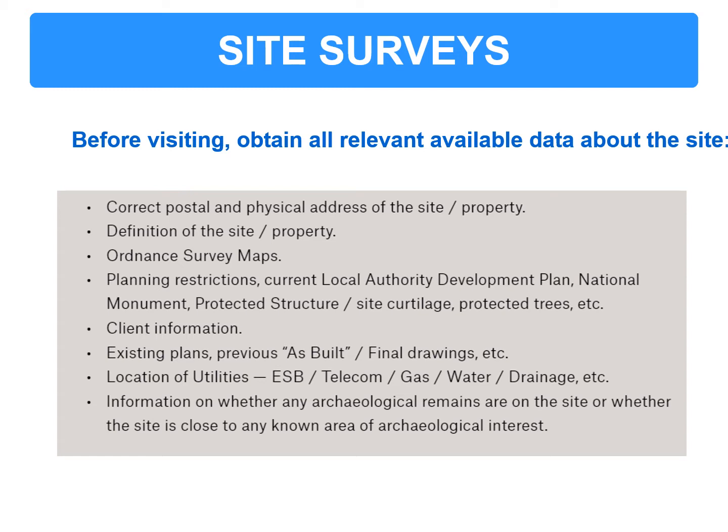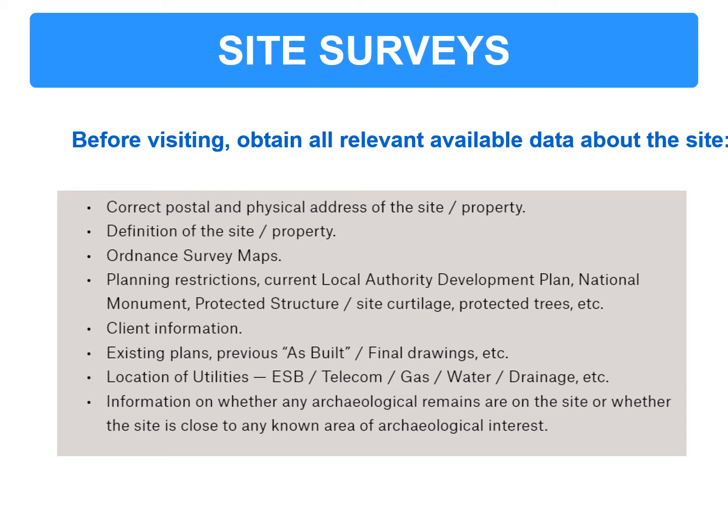You'll need to be sure about your client information. For example, does the client actually own the site? Which can cause legal issues if this isn't clear, who actually owns the site that you wish to design a building for. You will, if you can, gather any existing plans or previous drawings of the site or a building on the site. You will look at what the location of the utilities are, so where is the electricity, phone lines, gas, water, drainage, and so on.